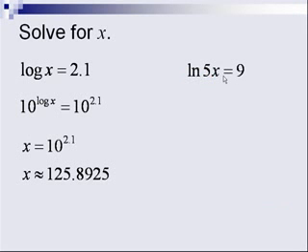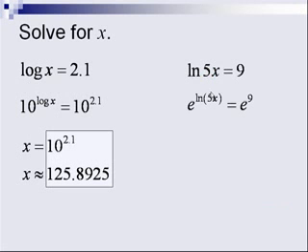Other side here, natural log of 5x equals 9. We're going to do the same sort of thing. Try to get rid of the natural log there by taking both sides as an exponent on that base e. So if both sides are an exponent of base e, e to the natural log of anything is just that stuff inside the log. So that's just going to reduce to 5x on that side. And then we're left with the e to the 9th on the other side. So 5x is e to the 9th.